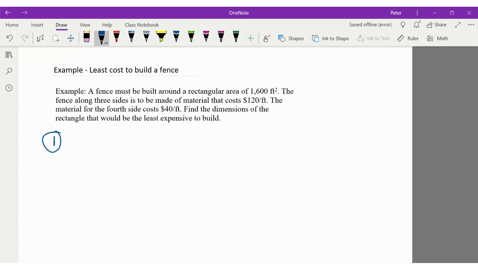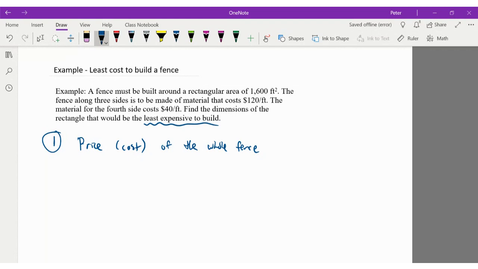A little bit of a dispute here. So yes, the quantity to be optimized is the price, the cost of the whole fence. We're trying to find the rectangle that would be the least expensive to build. Now, someone said perimeter. That would be true if the perimeter completely defined the cost of building the rectangle, but it doesn't, because the cost of three sides is different from the cost of the fourth side. So we have to know not only how much perimeter there is, but also where that perimeter goes.